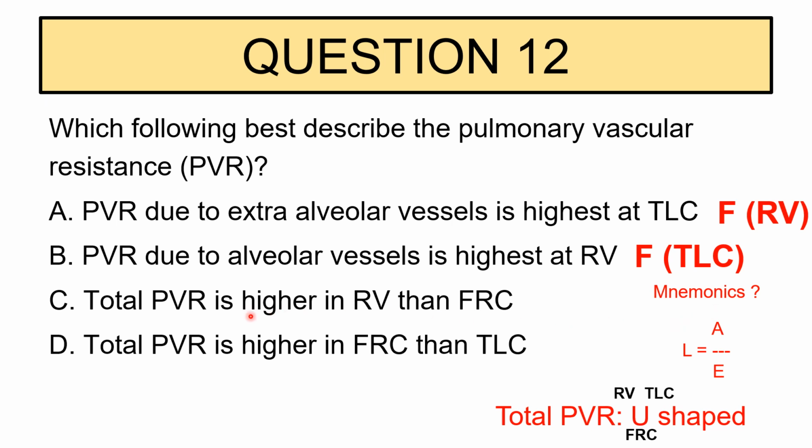Then, total PVR is higher in RV than in FRC. We looked at this with the U shape, and that's right. The PVR is higher in RV than at FRC. That's the correct answer. Total PVR is higher in FRC than TLC. We know that's wrong. The PVR is lowest at FRC.